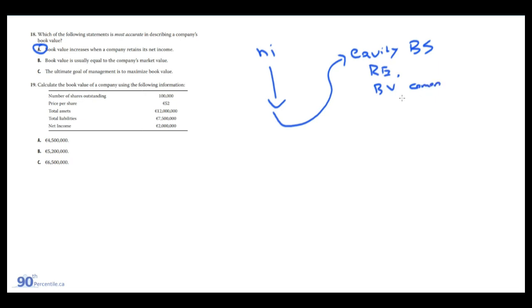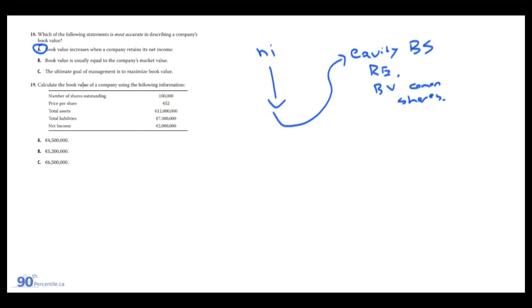Which of the following statements is most accurate in describing a company's book value? So book value of equity. Book value increases when a company retains its net income. Yeah, this is true. When your net income flows through from the income statement, then eventually it's going to go to the equity portion of the balance sheet, which includes retained earnings as well as the book value of common shares. So the price at which they initially issue their common shares, not the market value. So when you get net income, it's going to increase the equity value on your balance sheet.